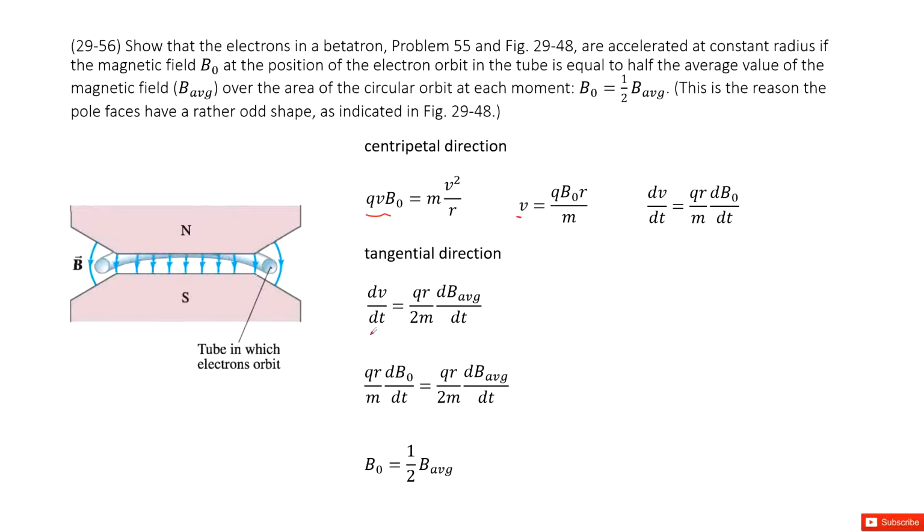And from the tangent direction, we have this equation, right? It is the derivative of V with respect to t. Very similarly, we can also find dV over dt from this equation. We can write down Q R divided by M times dB naught divided by dt. So now we can see this is dV over dt. The two expressions for dV over dt should be equal, right? So the left hand side equals the right hand side, and then we reorganize it. We can say B naught equals half of B average.